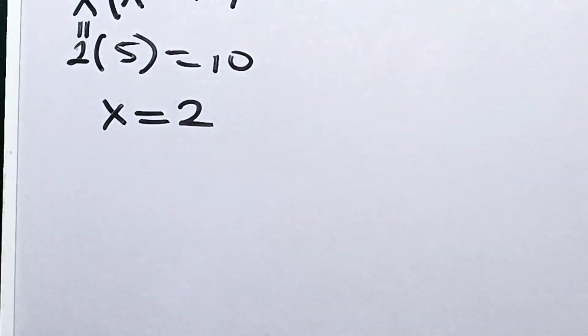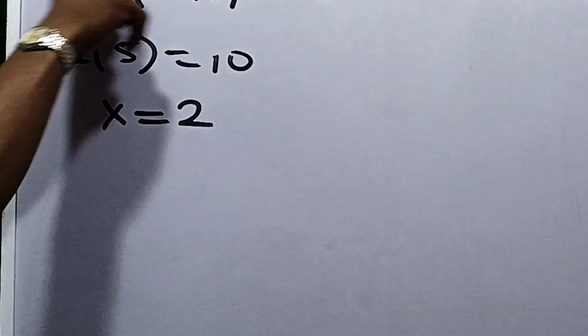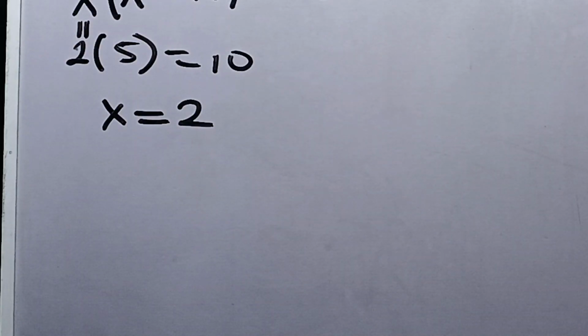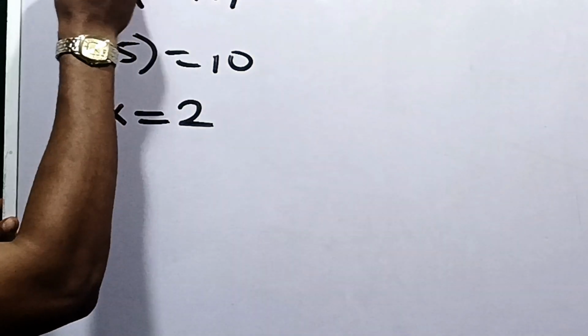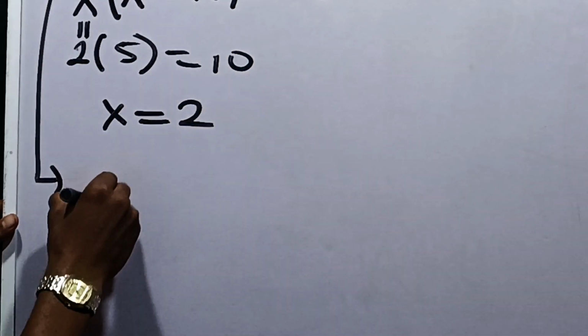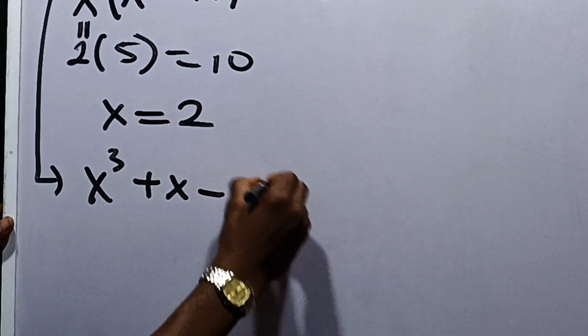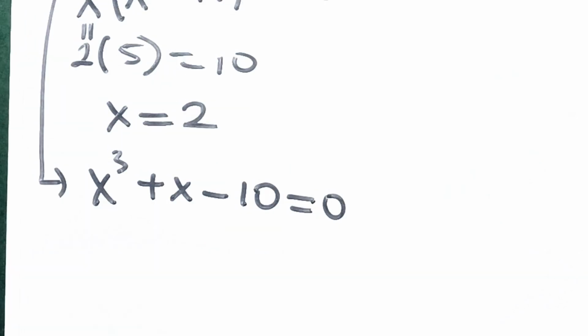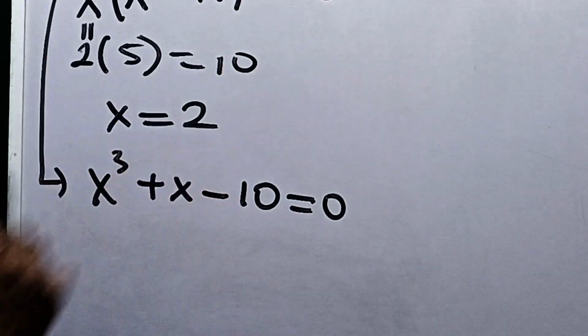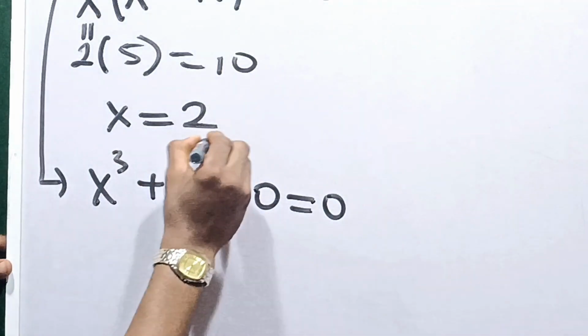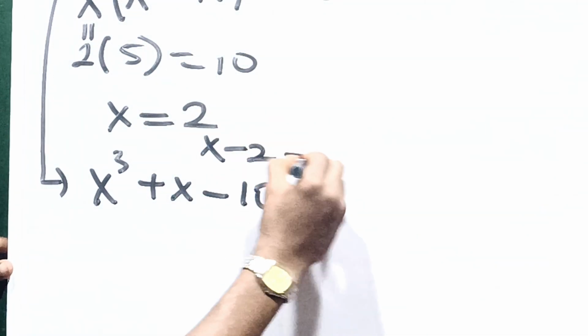This is just one of the answers for x. Now remember that the highest power for x here is 3, so we're going to find the remaining two answers for x with the next step, okay? Next, we can write this equation as x cubed plus x minus 10 equal to 0, okay? Now looking closely here, we have x is equal to 2, okay? So we can say that this becomes x minus 2 equal to 0, okay?